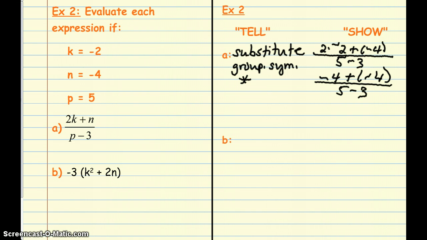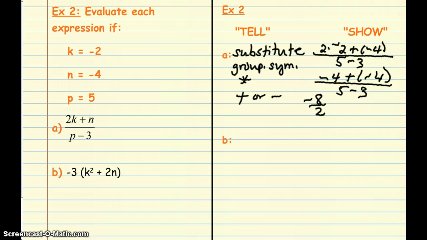And so then I have negative 4. So now I take a look at it. Is there any other multiplying and dividing? The answer is no. So from here, I do any adding or subtracting that I have, both in the numerator and in the denominator. From here, negative 4 plus negative 4 is negative 8. And 5 minus 3 is 2.